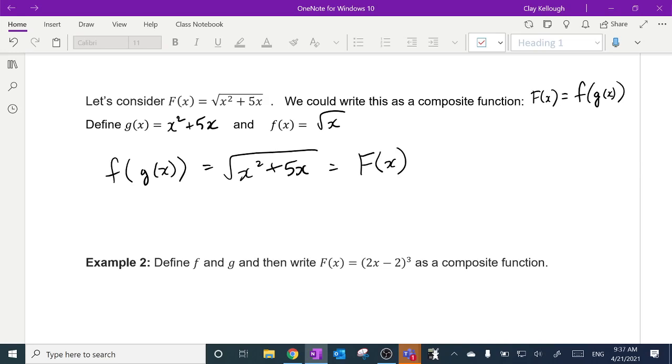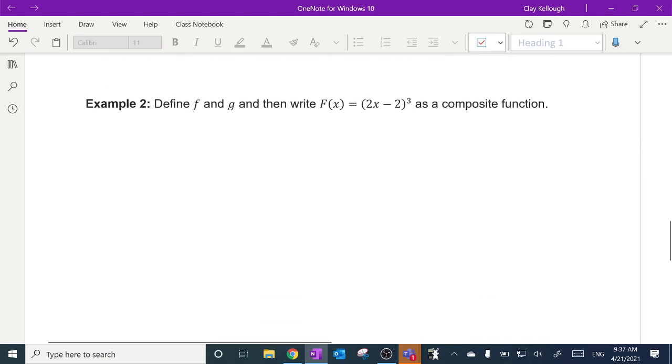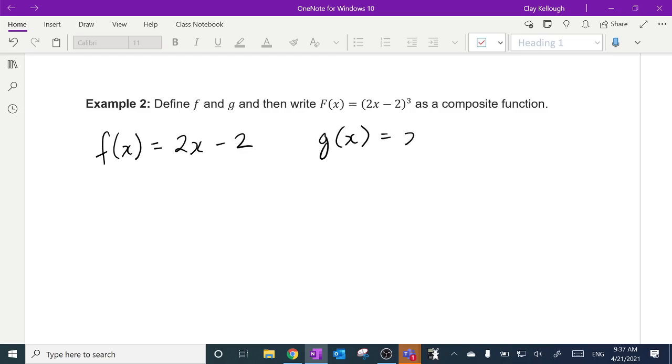All right, let's try example 2 the same way. If I want to think about this as a composite function, what two pieces is it? What two rules is it? Well, the first rule, I will say that f of x, is to take the x number, times it by 2 and minus 2. The second rule is take the x number and cube it.